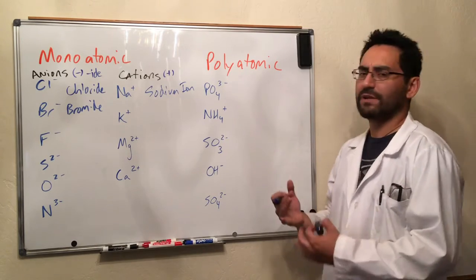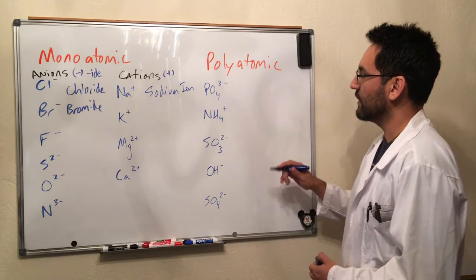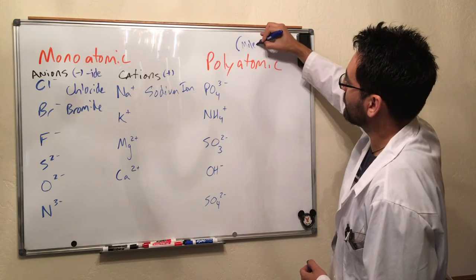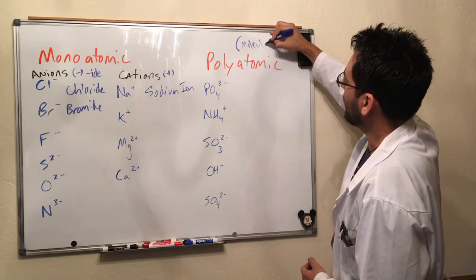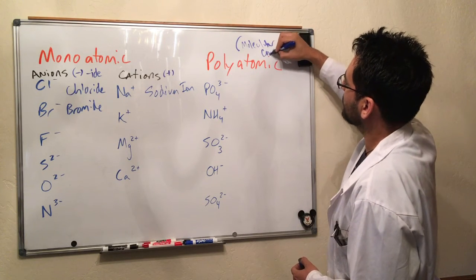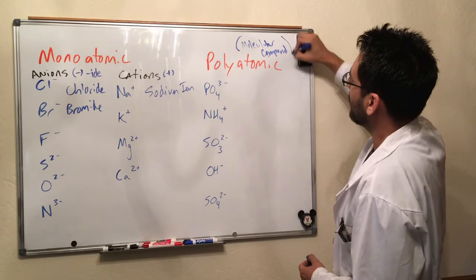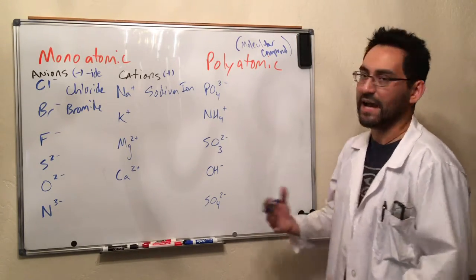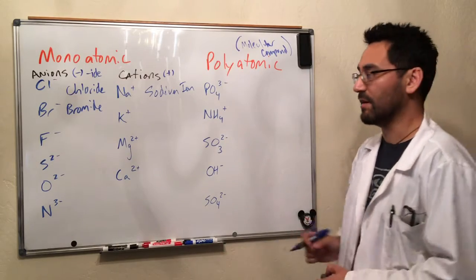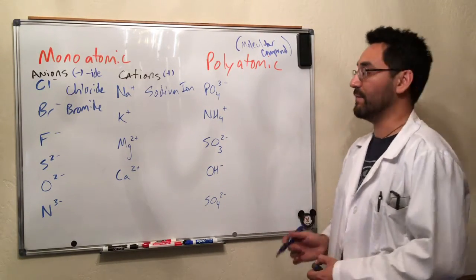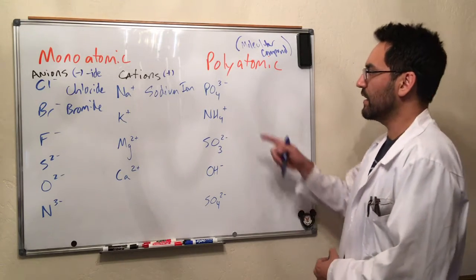Polyatomic ions, there's not really any rules for naming them. Most of these polyatomic ions are composed of molecular elements, or I should say molecular compounds. Another way of saying that is that they're made of nonmetals, as opposed to ionic compounds, which are metals and nonmetals. So when we name these, we just have to learn the name of these particular ions.